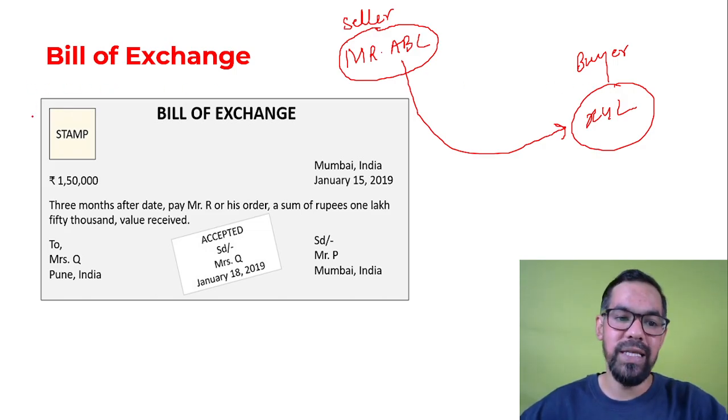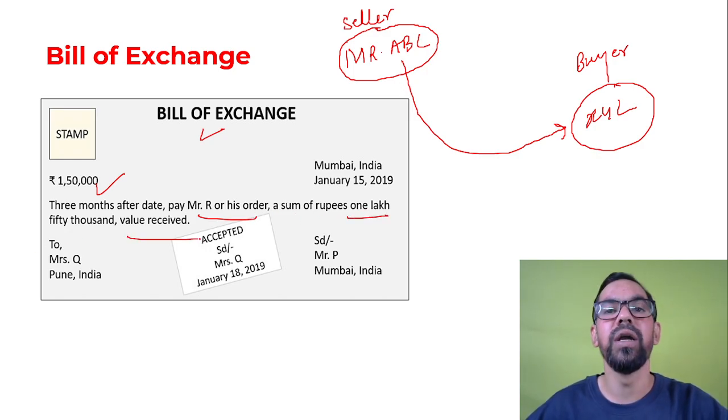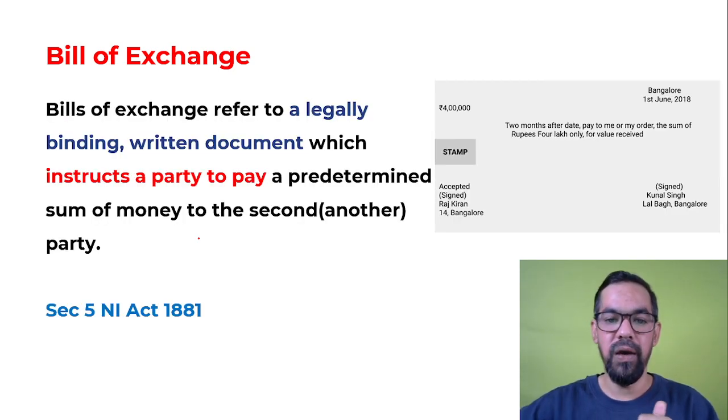So here you can see a 1,50,000 bill of exchange. Three months after date, pay Mr. R or his order a sum of rupees 1,50,000, value received. So this is an order issued by the seller, or on behalf of the seller it is generally issued by the bank as well. Here we have a definition.